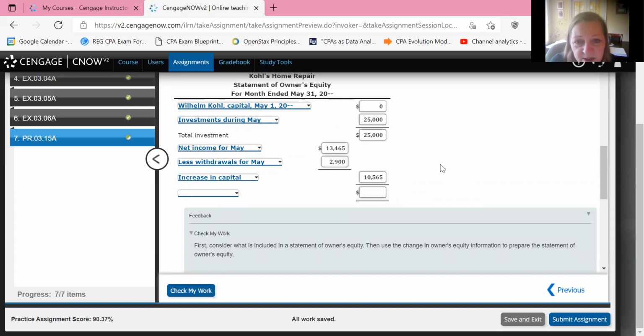Oh, I'm sorry. That's not what they did. That's if you took all 3 of those I just said, you're going to get the total equity for the whole year, 35,565. So the subtotal they wanted, the increase in capital, wasn't talking about the part he had invested. It's talking about the increase from the net income and the withdrawals. Sorry about that. So the 13,465 minus the 2,900 is where you're going to get this increase in capital. Okay, and then the end result is his capital account at the end of the month.